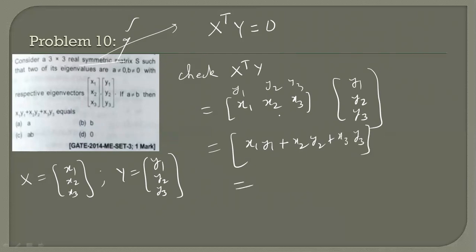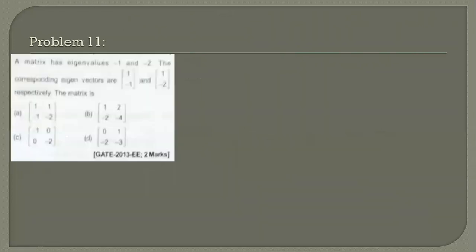And we know that due to orthogonality, this value is going to be 0. And we want this product only. And due to orthogonality, this product is 0. x transpose y equal to 0. So it means the value of the given expression will be 0. I have discussed a similar problem in an example previously also.